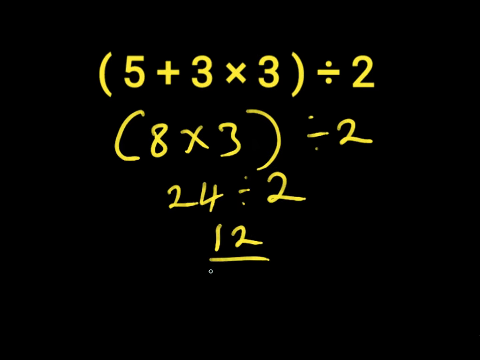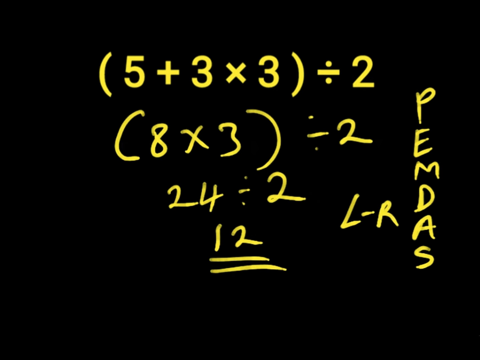12 is the wrong answer to this expression because we did not work with the order of operations, which is PEMDAS. In PEMDAS, we have parentheses, exponents, multiplication, division, addition, and subtraction. Multiplication and division have equal priority, such as addition and subtraction, working from your left to your right in order to arrive at the correct answer.